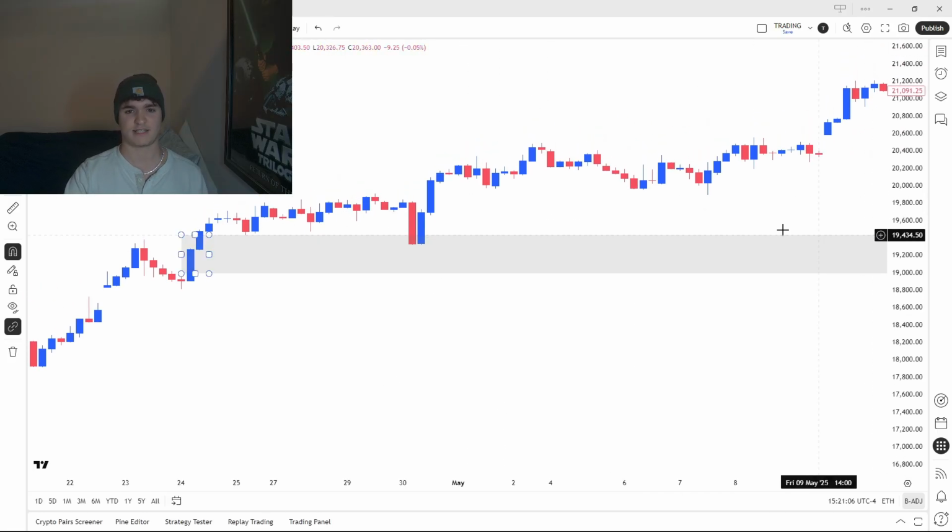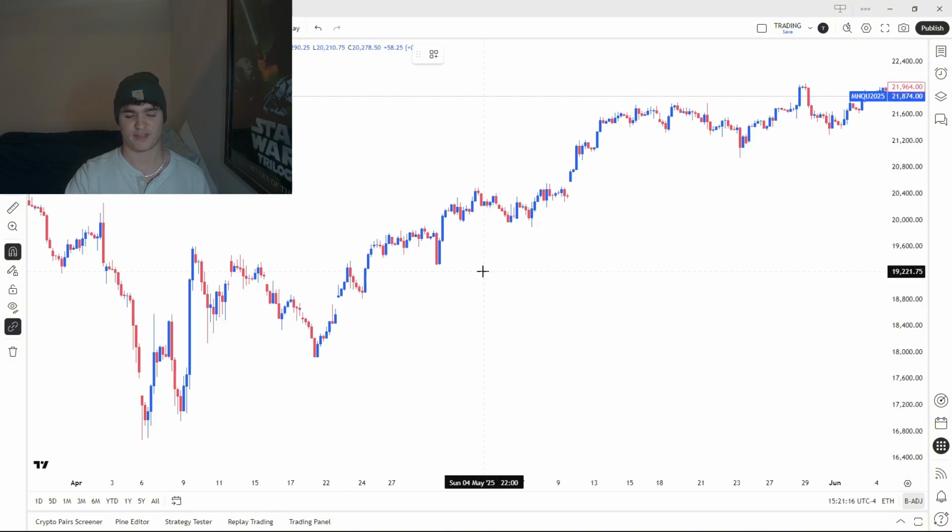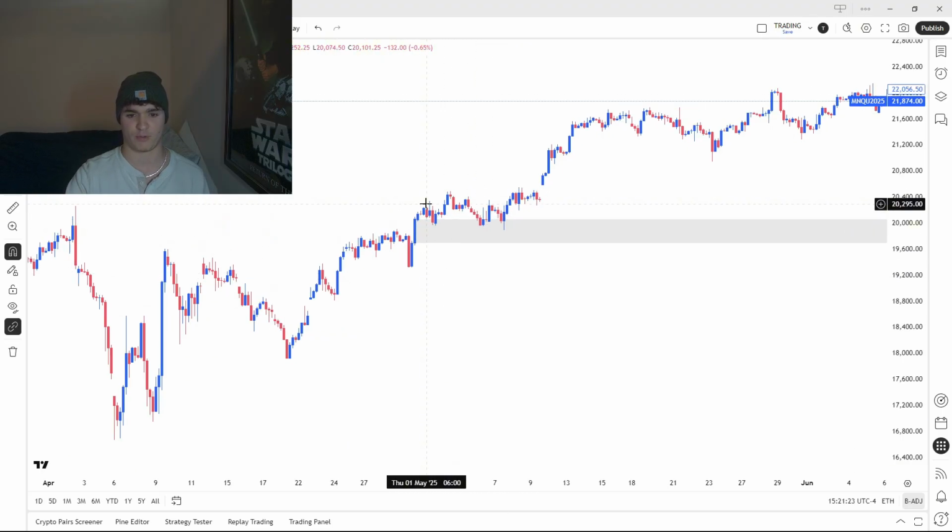And this kind of concept just continues to roll on. Right above the gap we just talked about, we have literally another one right here. Now I'll fix it a little bit, but you can see this big 4-hour fair value gap. What do we do? We test it multiple times and then make higher highs.